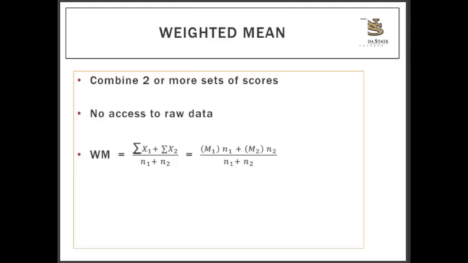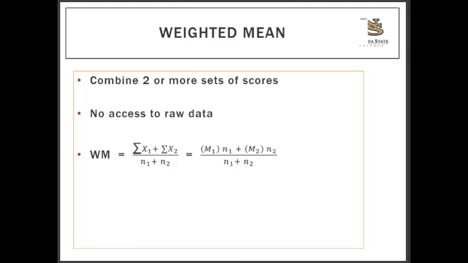To find the correct mean when combining samples with unequal sample sizes, or in other words, the weighted mean, you must account for the difference in sample sizes. So one mean carries more weight than the other because it comes from more scores. So you can see that in the second version of the formula.